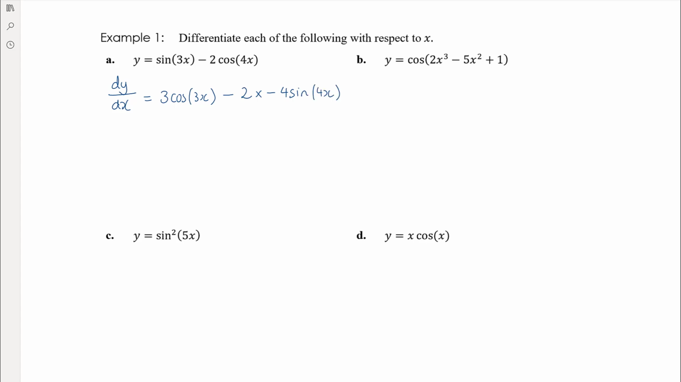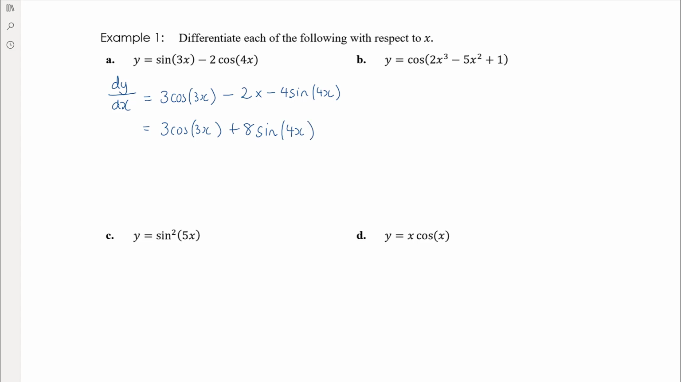We're differentiating cos of 4x, which is going to be negative 4 times sine of 4x. The derivative of cos of something is negative sine of that something, so negative sine of 4x, and then multiplying by the derivative of 4x, which is 4, which is how we get the 4 out the front there. Alright, so we've got 3 cos of 3x, and then we're going to have plus, because we've got minus 2 times minus 4, 8 sine of 4x.